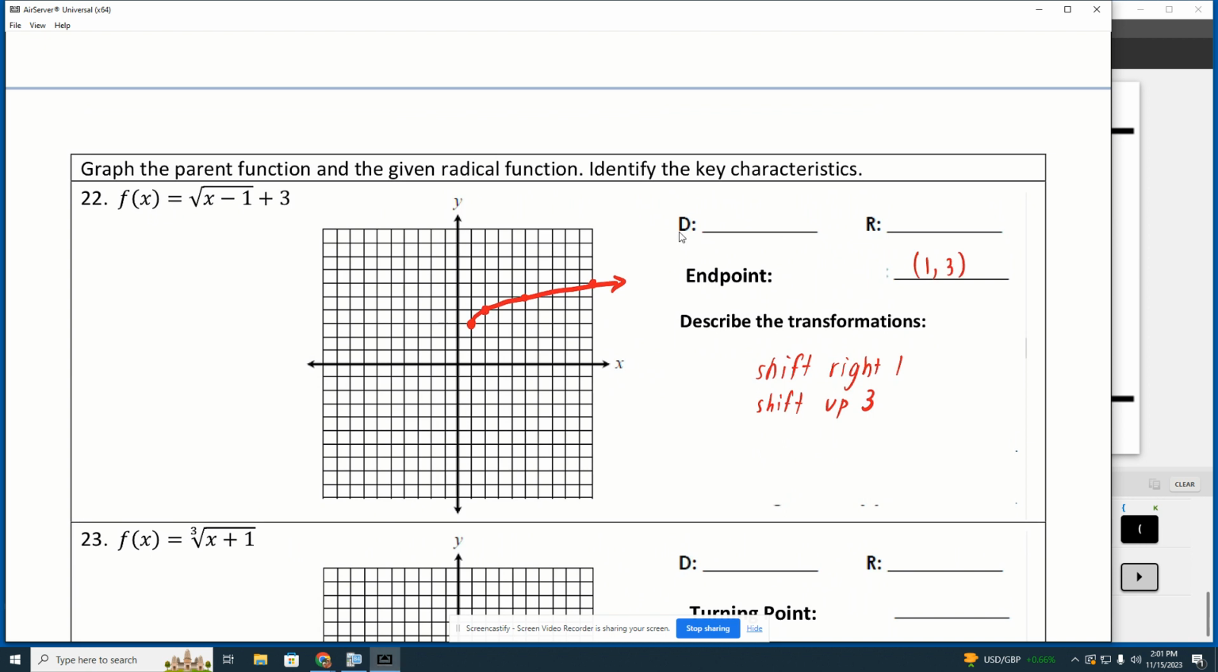Now, what's my domain? Well, remember, domain is x. X, is it ever going to be way over here? No, it can't go past this x value right here. Well, what is that x value? 1. It can't go past 1. Now, what can it do to this way? Oh, it can go that way forever. So, infinity.